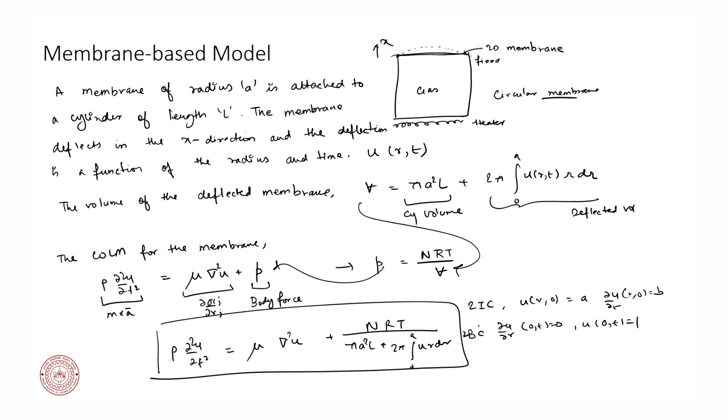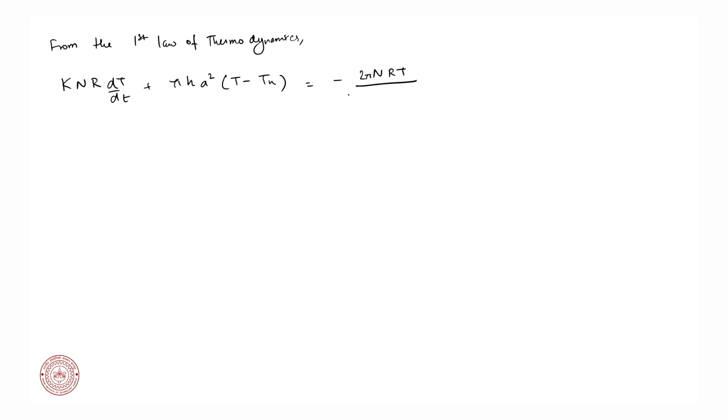All right. Now, we are going into the thermal analysis. So, from the first law of thermodynamics, we do the similar analysis as last time, and we find out that k n r dT by dx dT by dt equals to minus. I will explain in a second how this came up.